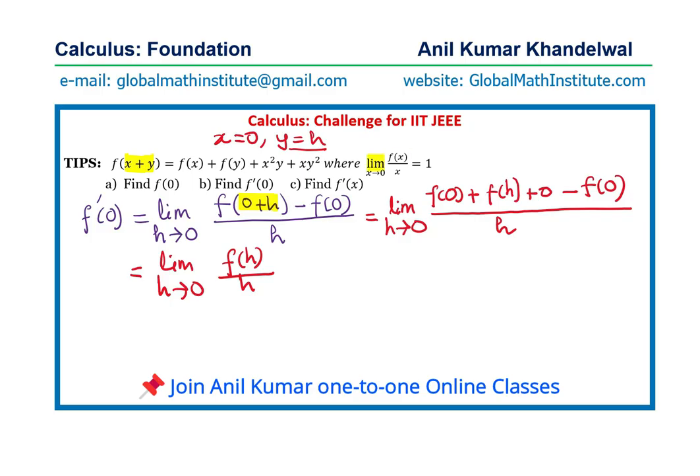We are given that the limit as x approaches 0 of f of x over x is 1. So if I replace this with h, what do I get? We are given that as x approaches 0, f of x over x is equal to 1. Now we are looking at h approaching 0. So this can be changed to limit h approaching 0 of f of h over h. That should also be 1, right?